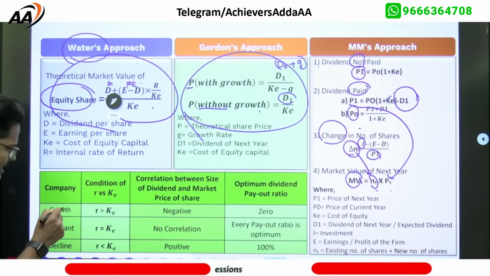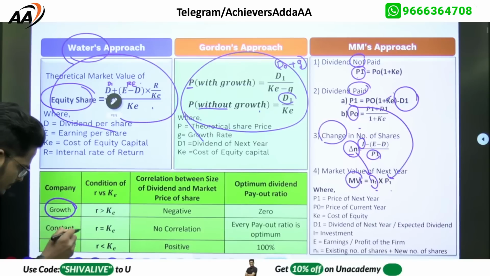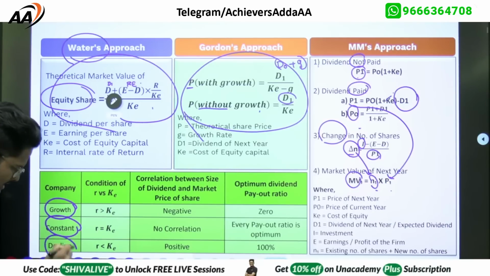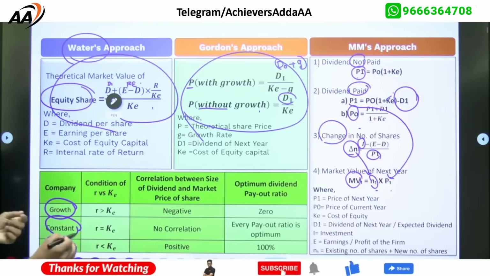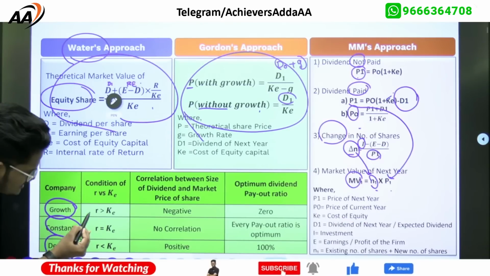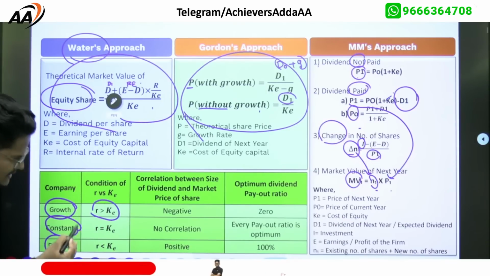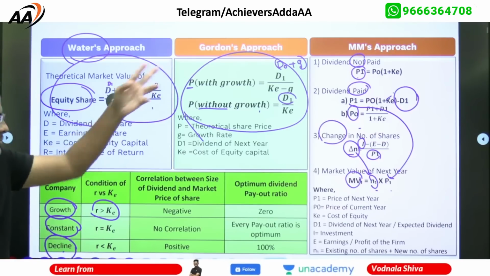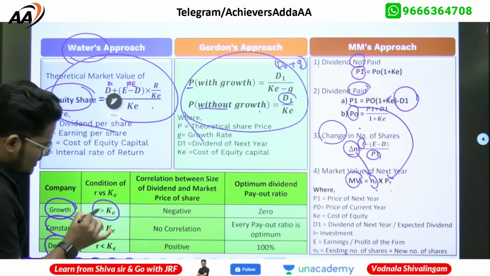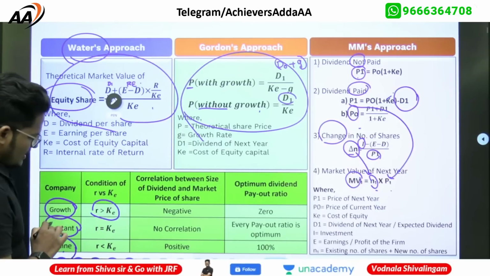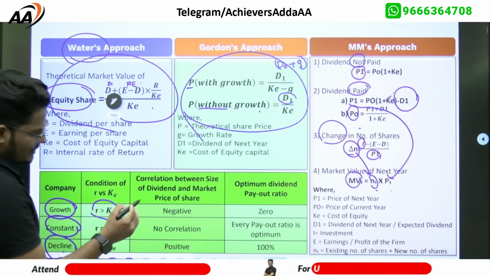So here there are 3 types of company: growth company, constant company, declining company, meaning having higher growth, loss making, and constant growth companies. So conditions: in case of a growth company, R is more than the KE. That is the Gordon model approach actually. As per Gordon, R is more than the KE. So in case of growth companies, Gordon will be applicable.